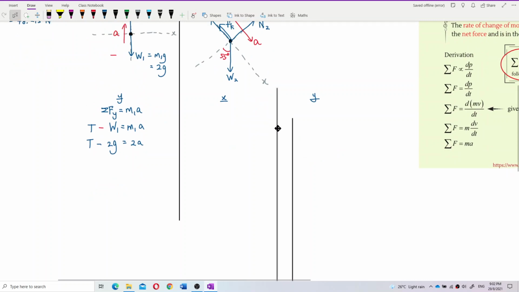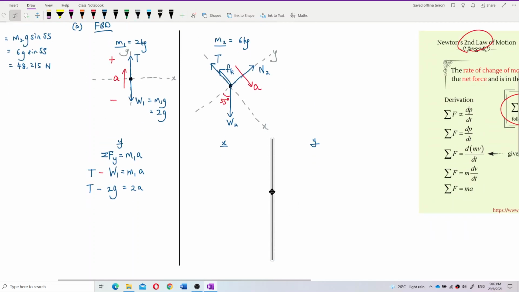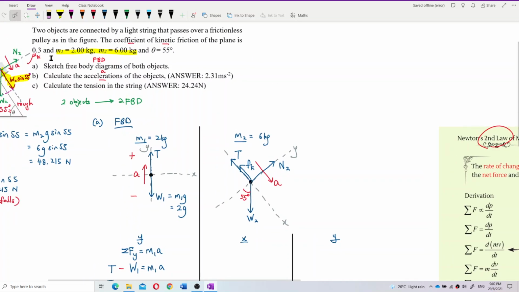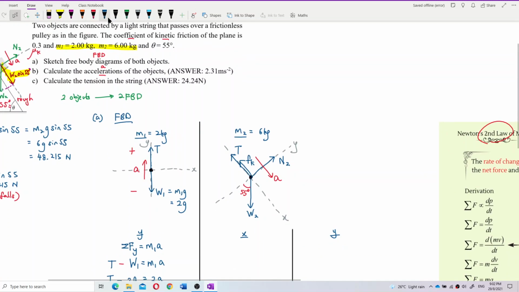Here we also need to make a boundary, because there are two separate things to do. So let's do mass 2. Mass 2 has x and y components. This time we need to consider the y component. Why? Because we have friction, because the coefficient mu is given. We know that friction is equal to mu N, isn't it? Friction equals mu N.